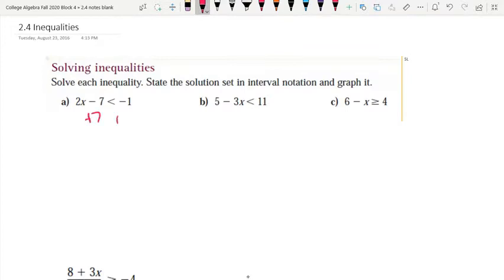So let's do this by adding 7 to both sides. So 2x is less than 6. Divide both sides by 2. So we get x is less than 3.